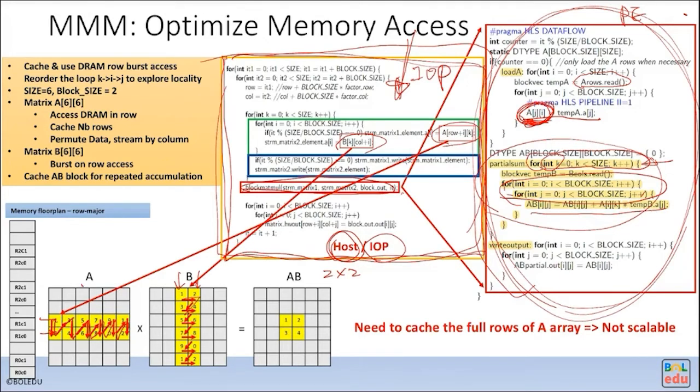But the problem with this algorithm is you still need to cache the full row of the A array, and it's not scalable. Because as I said, if you have an AK by AK, even two rows of the A matrix are still too big to fit into the chip memory. So this algorithm is not really scalable.